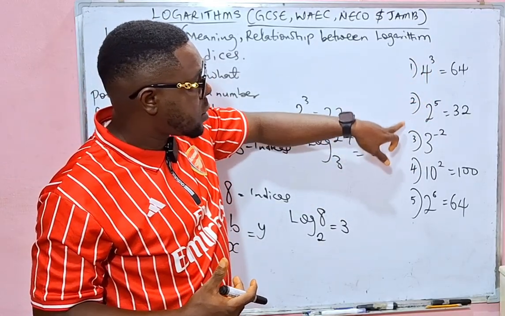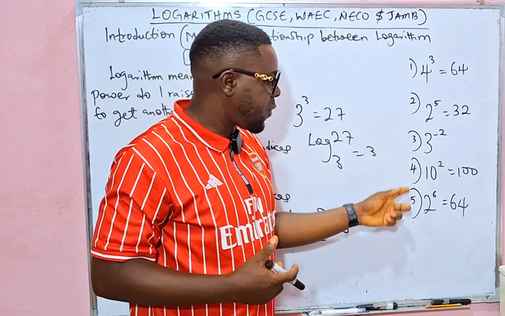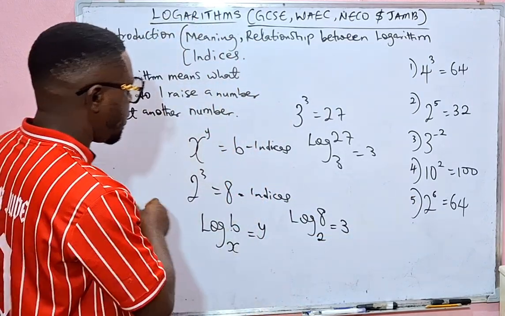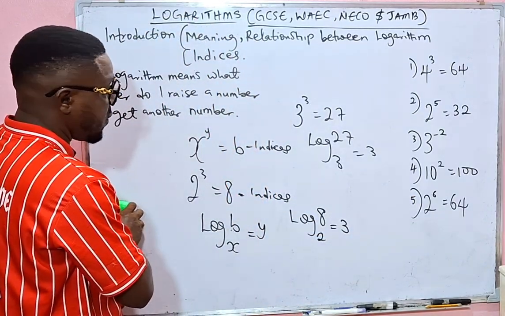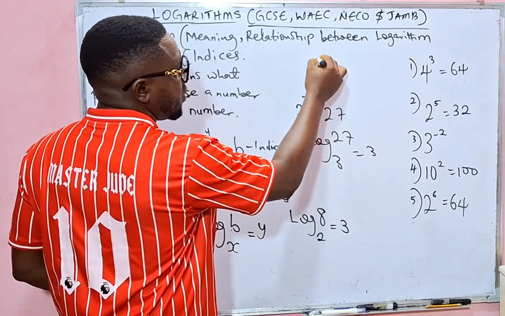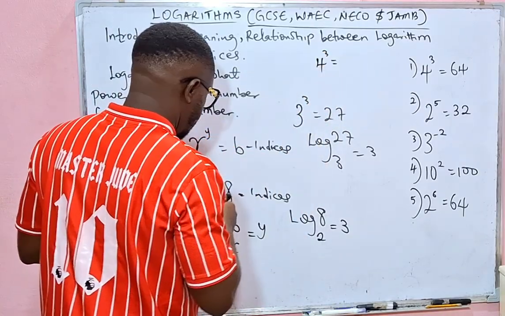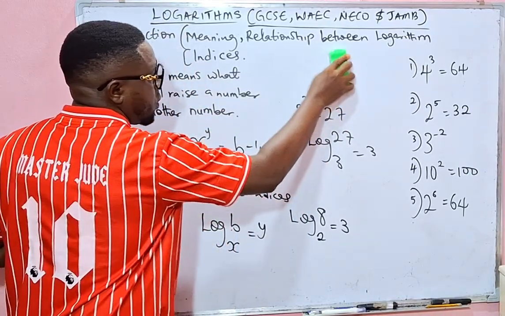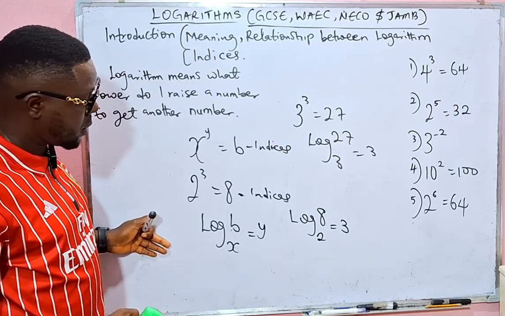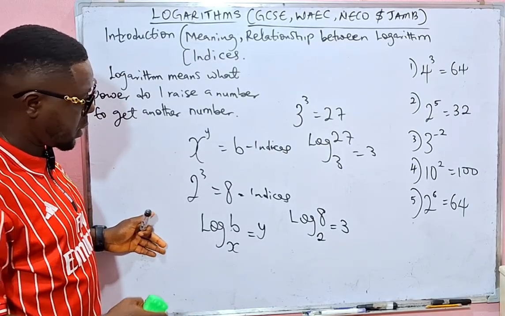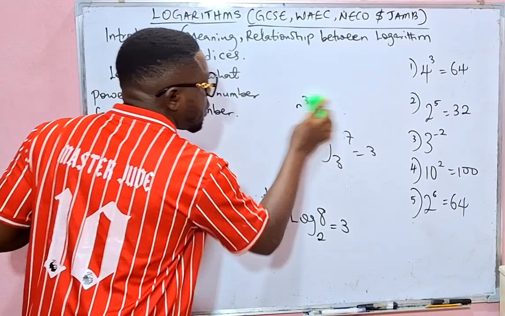So let's pick these simple examples to understand it better. I'll do 1, 2, and 3, then you do 4 and 5, then you comment your answer. So let's pick the first one. The first one, we have 4 to the power of 3. You can take this down before I clean. Okay, let me clean.